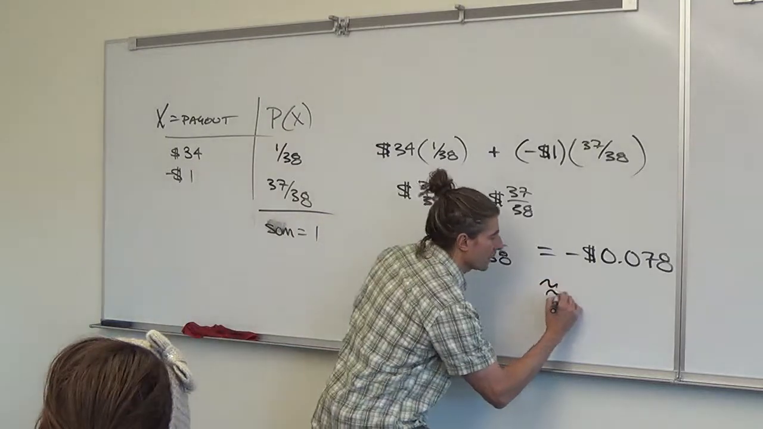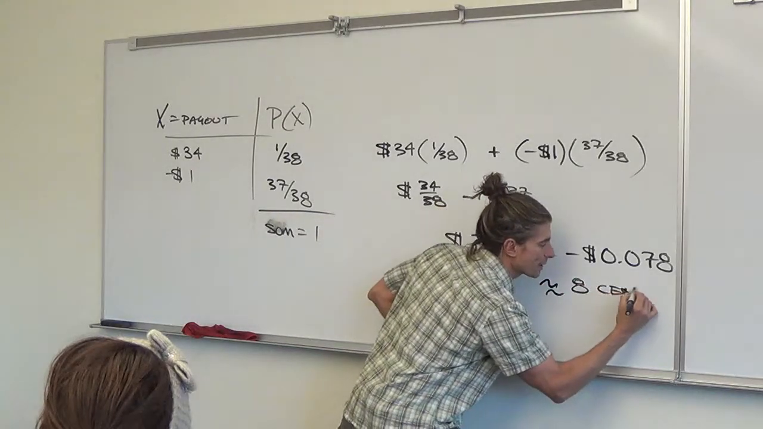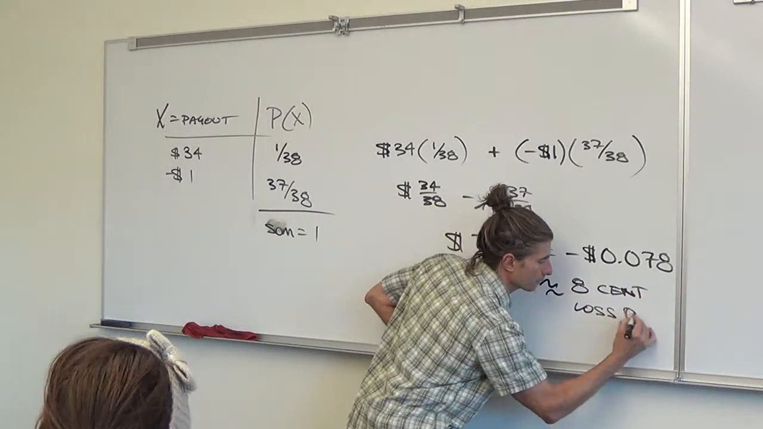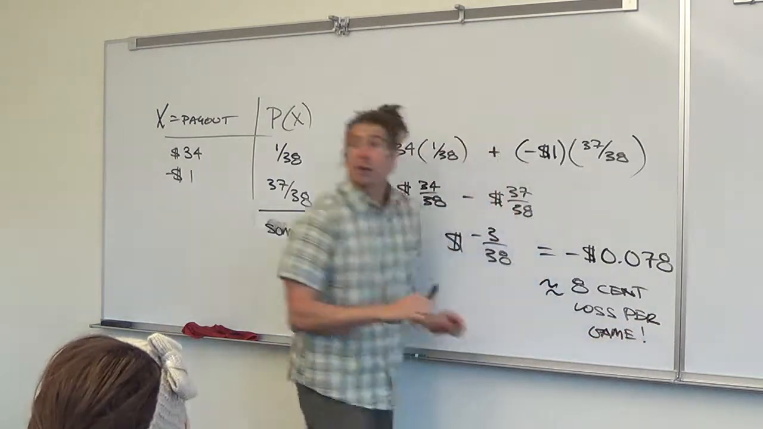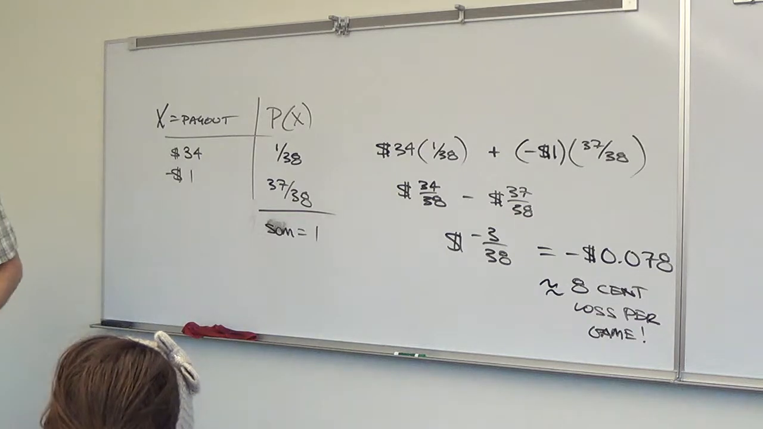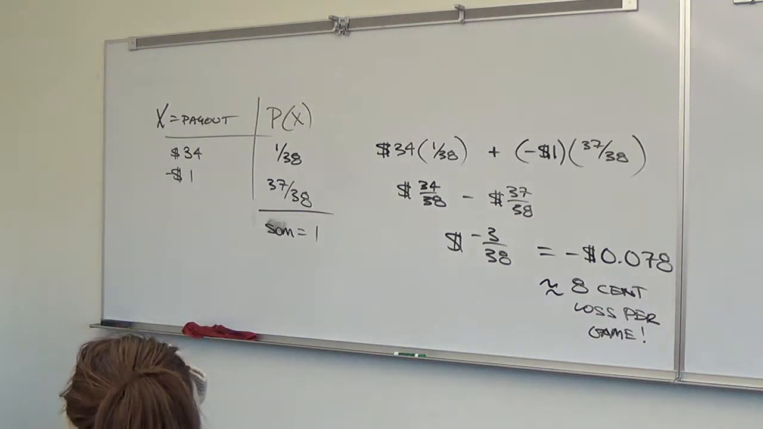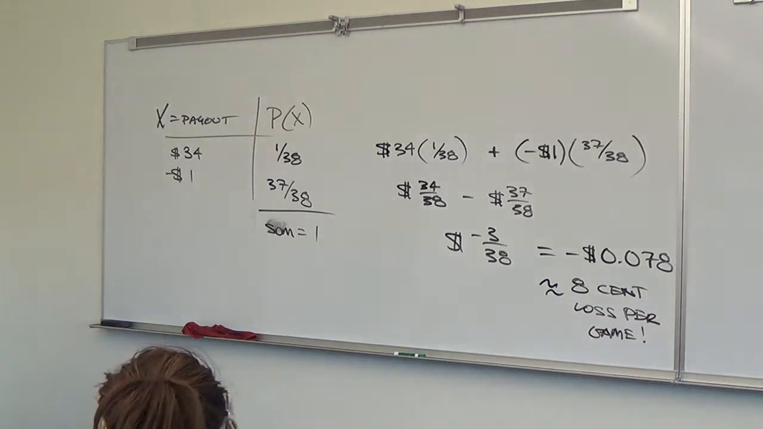This is about an 8-cent loss per game. Yes? That makes sense? You guys buying this? That's only if you're betting $1. But you will lose 8 cents for every dollar you bet. So if you bet 2, you lose 16. If you bet 3, you lose 24.